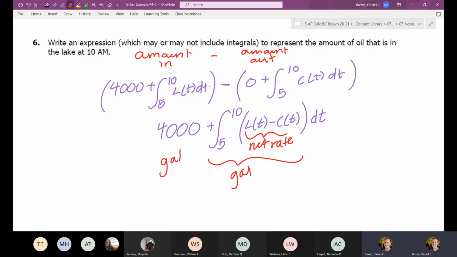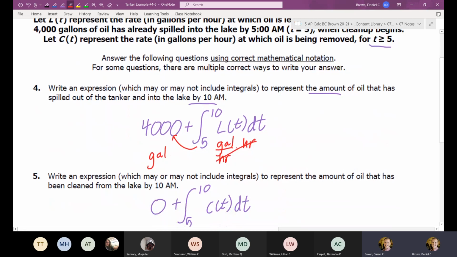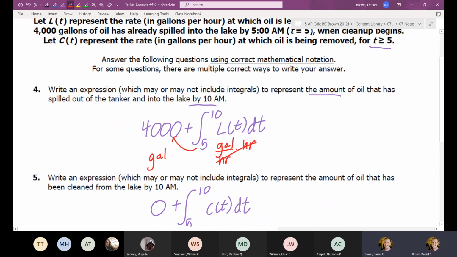Before we continue to number 7, I just want to make one comparison of a common mistake I often see in these problems. I'm going to compare number 1 with number 4 that we did. For number 4, we had to use the initial condition, and I want you to pay attention to the wording. It said write an expression to represent the amount of oil that spilled out of the tanker and into the lake by 10 a.m. So we had the initial condition up until 10 a.m.